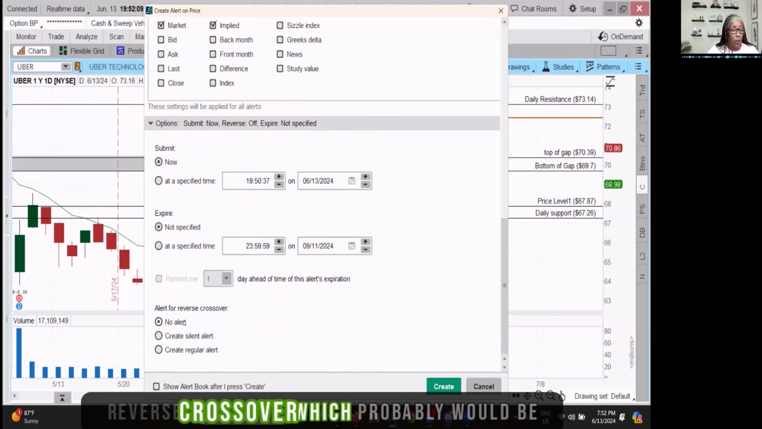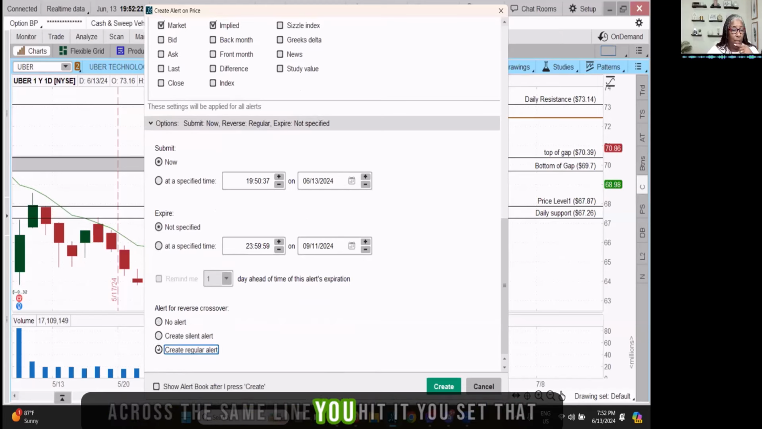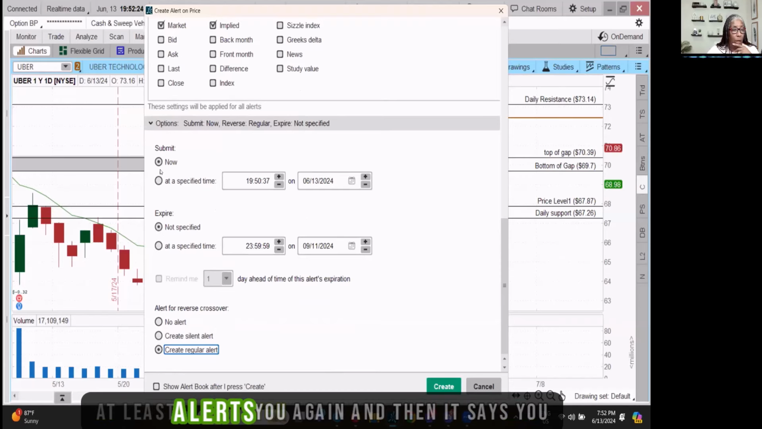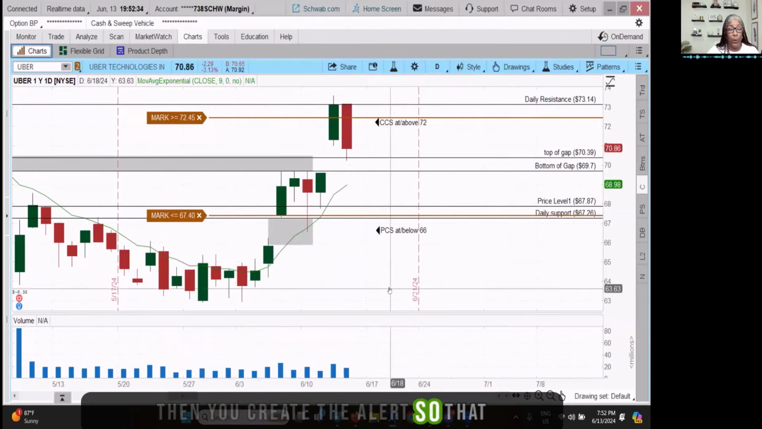Alert for reverse crossover, which probably would be good to alert that it goes back across that same line. Yeah, that might be a decent thing to have. If it crosses back across the same line, you set that it at least alerts you again. Then it says, do you want to alert at a special time, or when do you want it to expire? I don't bother with either of these, okay? And then you create the alert.